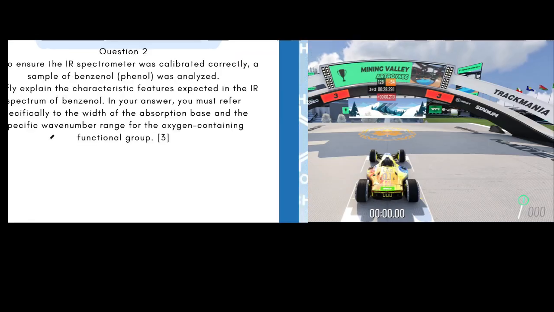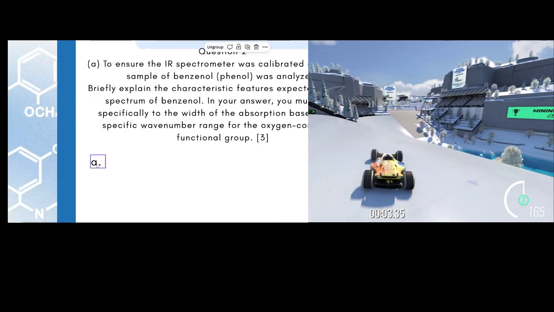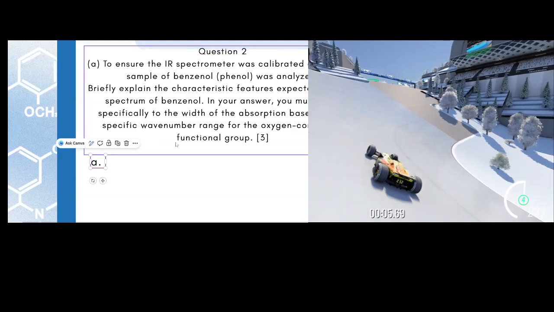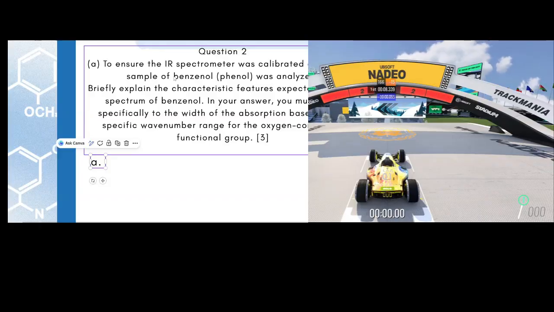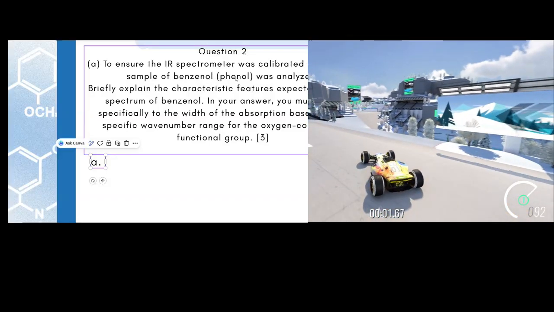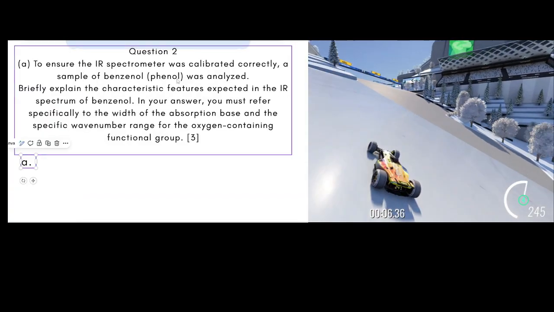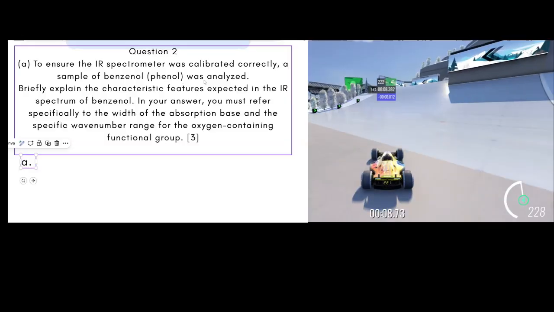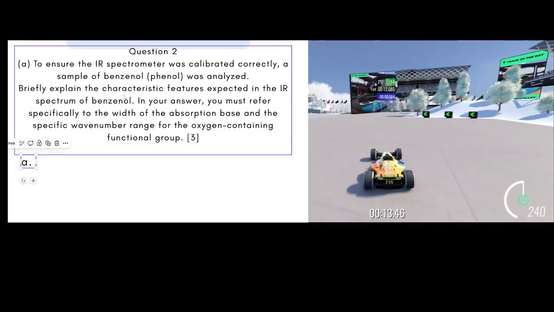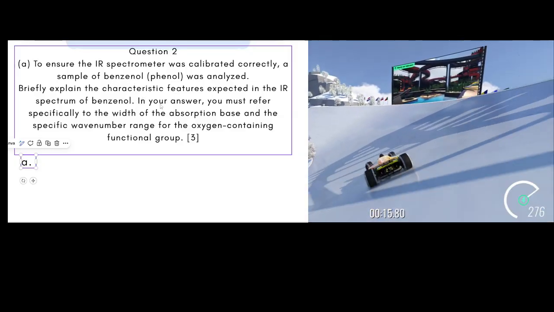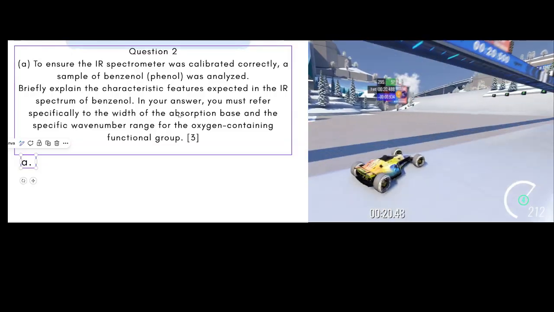The first question has us take a look at an IR spectrum. It says that we have benzenol, a phenol, and we should notice right away that it has an OL ending, which means we think of an alcohol. It says briefly explain the characteristic features we would expect in the IR spectrum, and it wants us to specifically reference the absorbance of light.